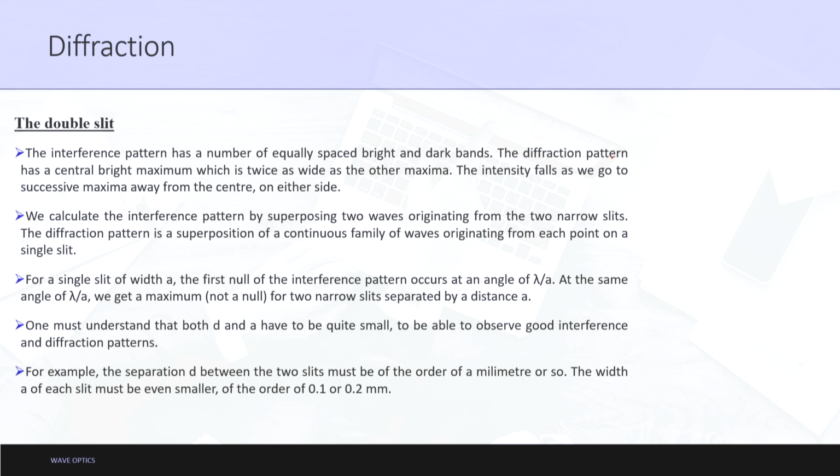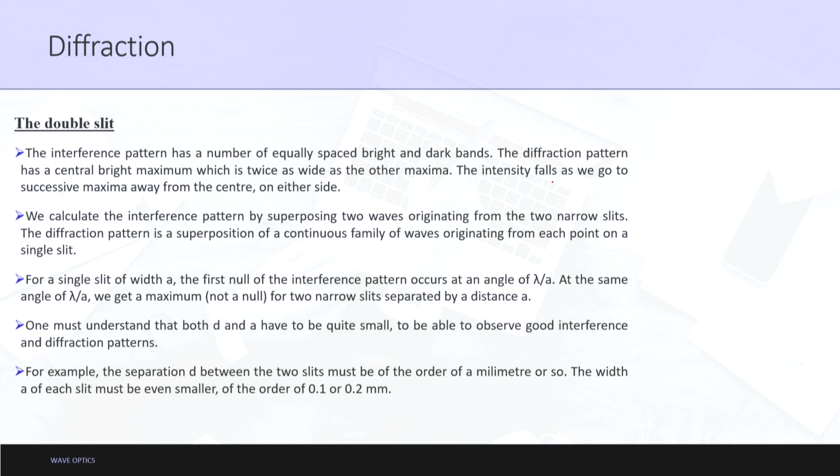The diffraction pattern has a central bright maximum which is twice as wide as the other maxima. So in a single slit, the central bright fringe is always twice as wide. Let us say this is the denotation we talked about here. So the width of this is 2W if we consider another case. So the width is twice for the central bright fringe. This is the concept we talked about here. The diffraction pattern has a central bright maximum which is twice as wide as the other maxima.